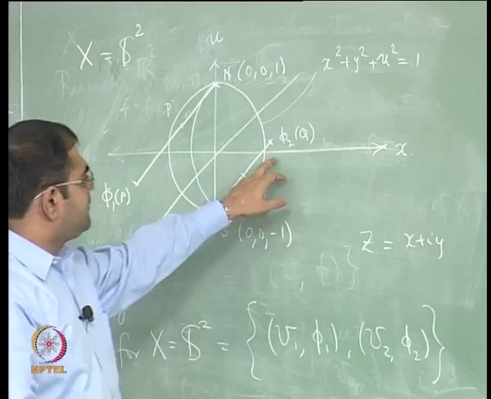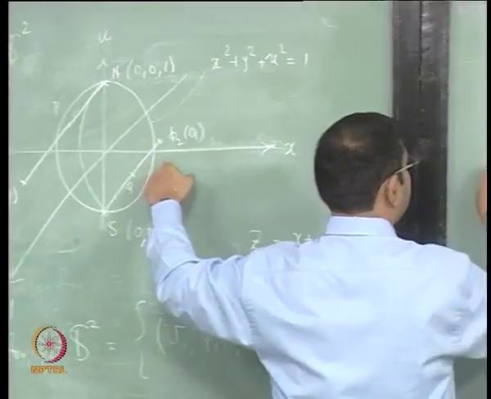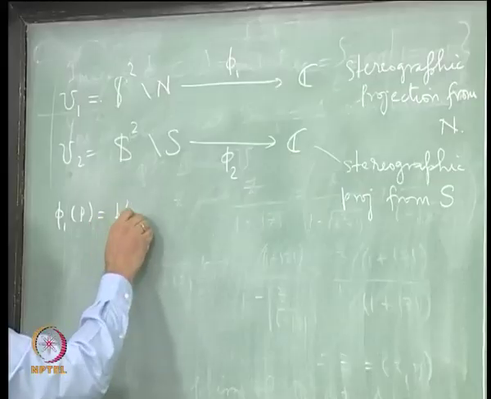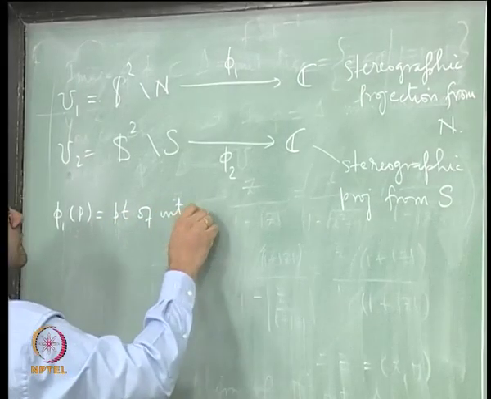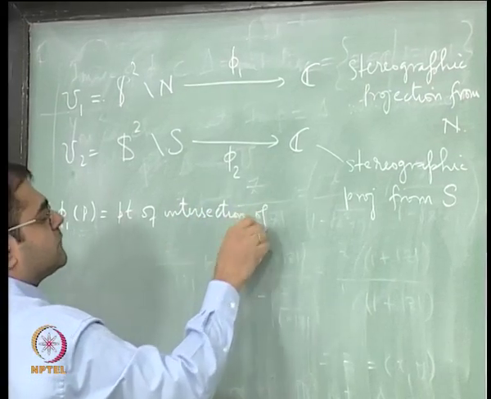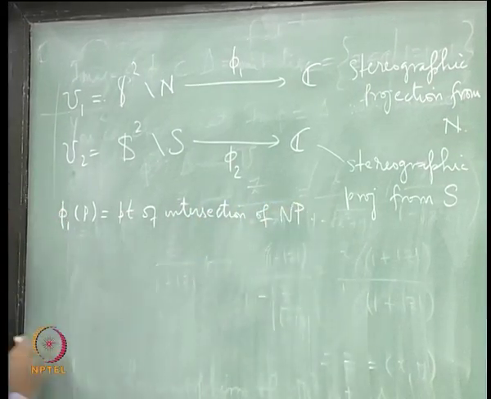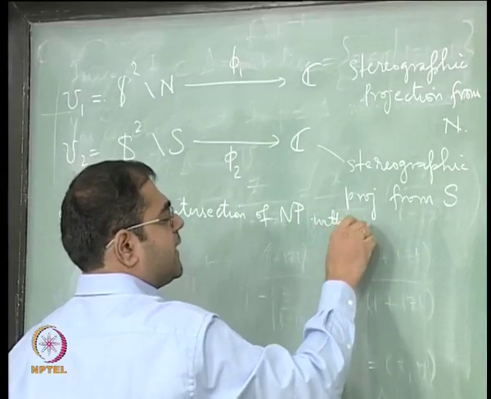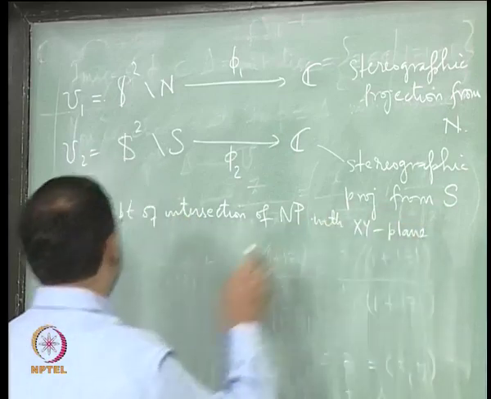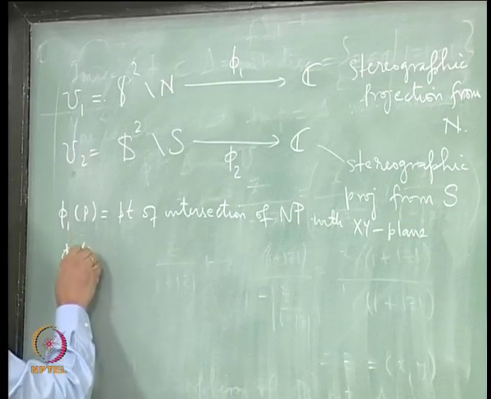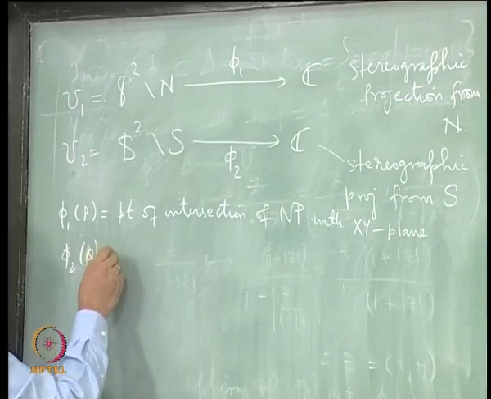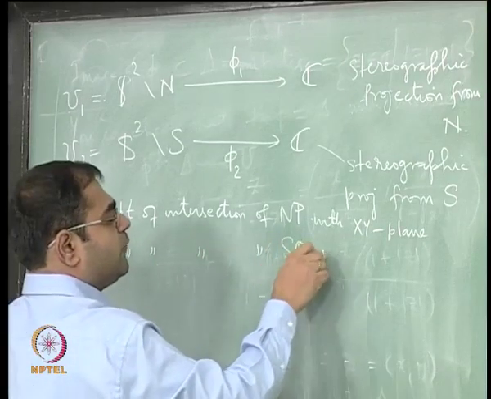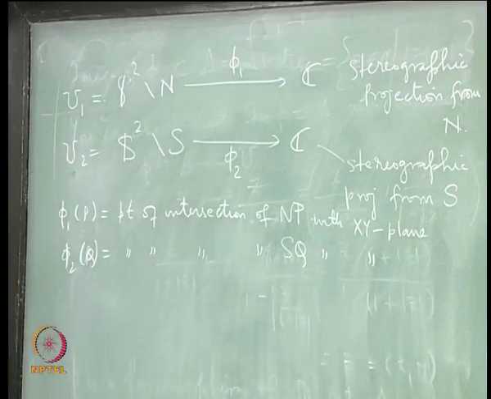So in other words, phi1 of P is equal to the point of intersection of NP, or PN, with the XY plane, and similarly phi2 of Q is the point of intersection of SQ with the XY plane. So these are the standard stereographic projections.